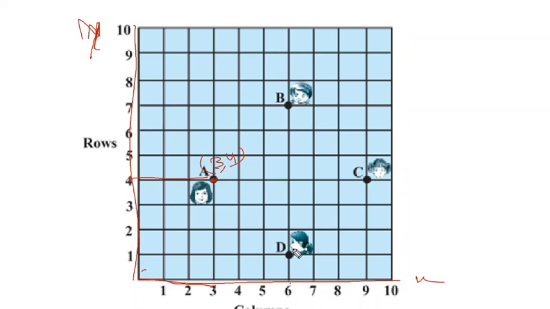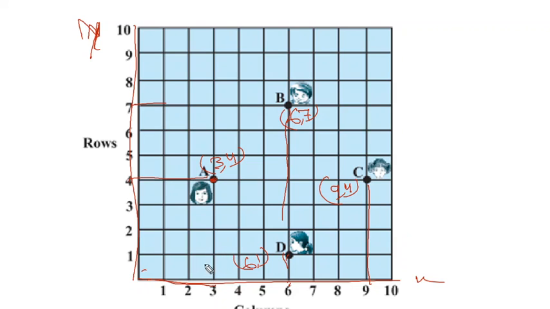Similarly, we will move to B. Here the x coordinate is 6, because if you draw a perpendicular to the x axis, it will cross the x axis at 6. The y coordinate is 7. Similarly, for C, the x coordinate is 9 and the y coordinate is also 4, same as A. For point D, the x coordinate is 6 and the y coordinate is 1. So now we have found the coordinates of the 4 points A, B, C and D.